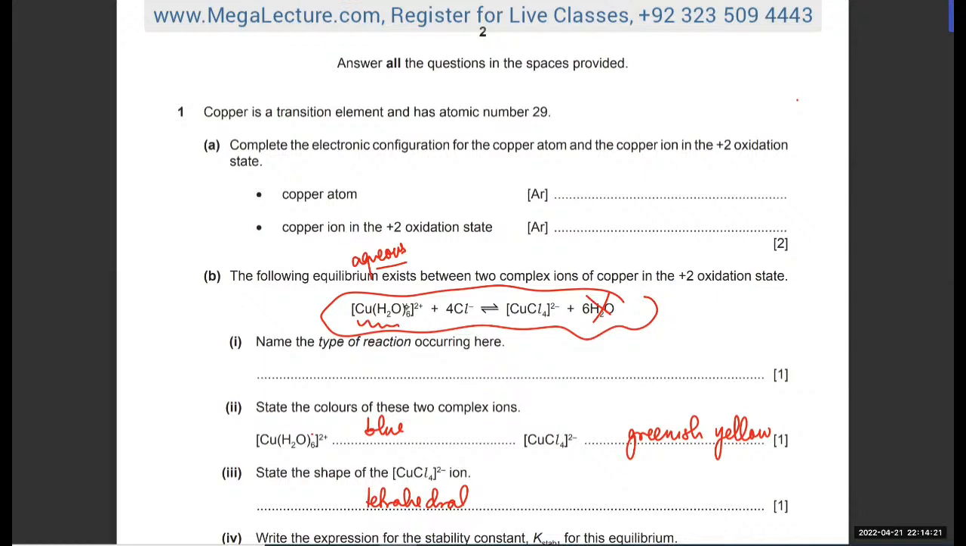The definition of K stability is the equilibrium constant Kc for a ligand exchange reaction in an aqueous solution. So if you have a higher value, that means you get more products, which means that this particular complex is more stable. If you have a lower value, that means the other one is more stable. Okay, clear? Yes, sir. So that one is more stable.